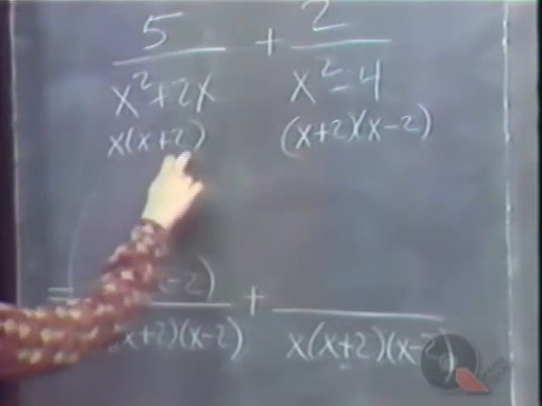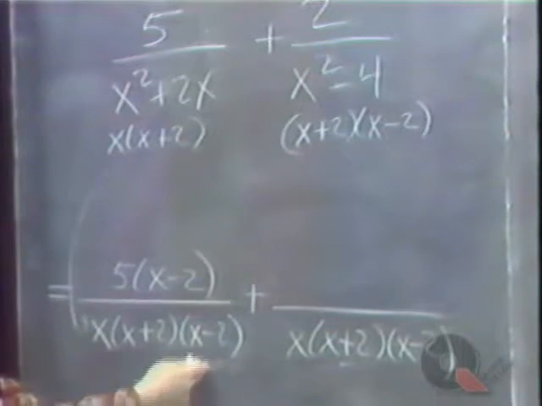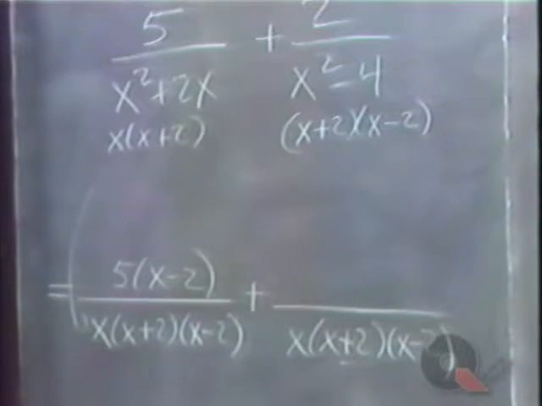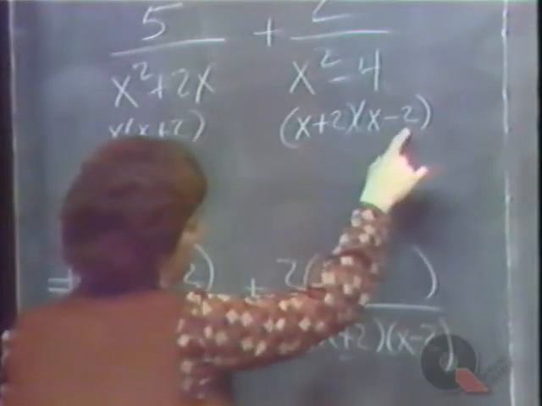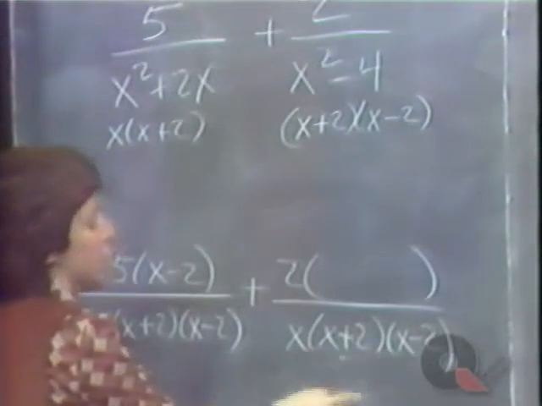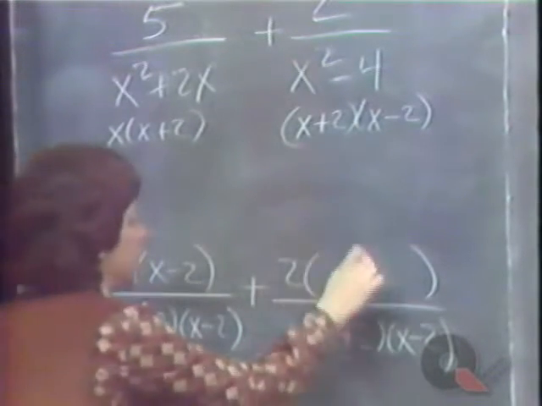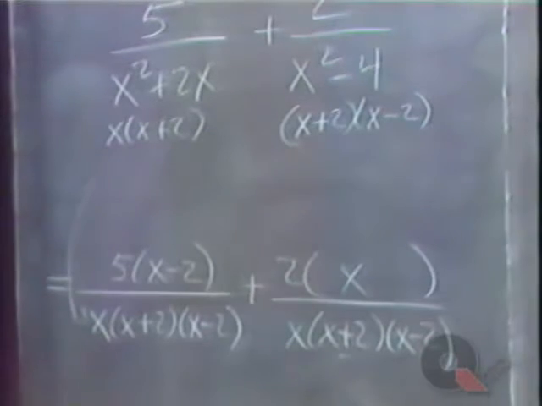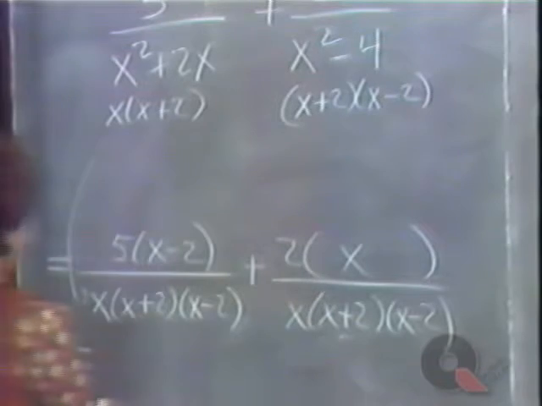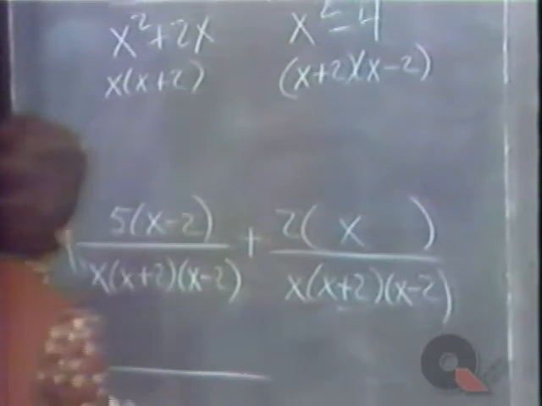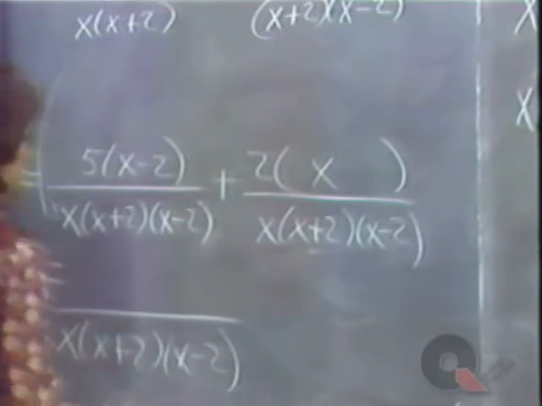To go from x times x plus 2 to x times x plus 2 times x minus 2, you multiply the bottom by x minus 2, and you multiply the top as well. Similarly, for this denominator, x plus 2 times x minus 2, to get x times x plus 2 times x minus 2, you multiply the bottom by x, so you multiply the top by x as well. Giving us now two fractions with the same denominator. We combine numerators over that common denominator, which is x, x plus 2, x minus 2.